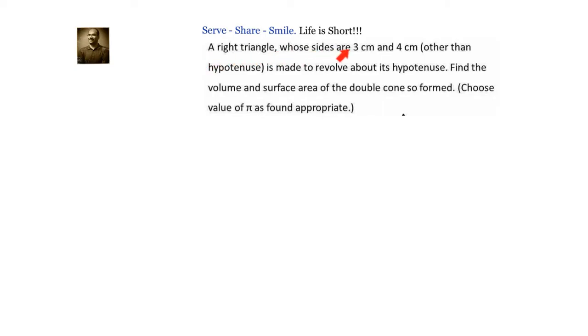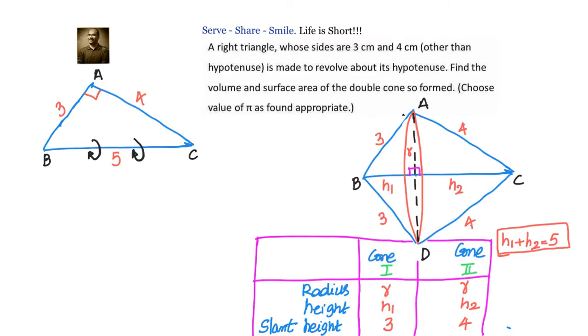A right triangle whose sides are 3 cm and 4 cm is made to revolve about its hypotenuse. Find the volume and surface area of the double cone so formed. So this is the 10th class NCERT standard problem, double cone, finding out the volume and surface area.